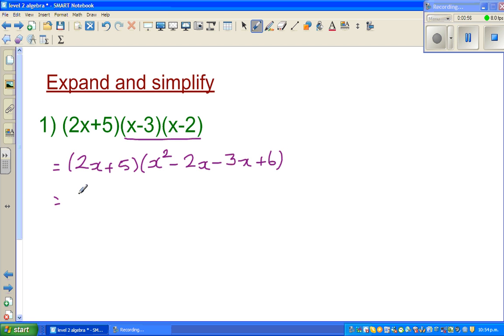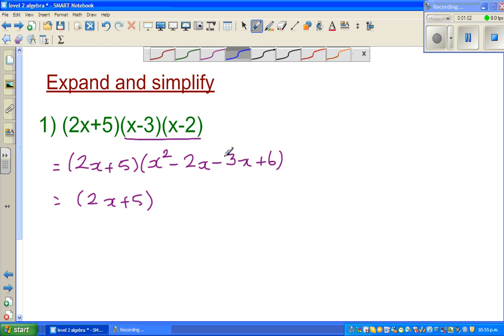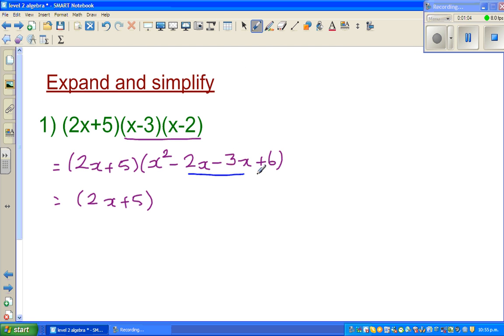Okay, so this is x squared plus 5. Now I have to simplify this too. This can be simplified. Plus 2x, minus 2x, minus 3x gives you minus 5x. So it's x squared minus 5x plus 6.